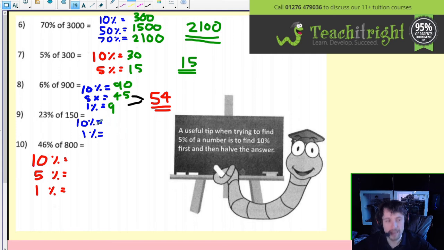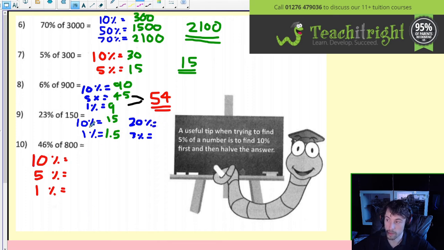For number 9, things start to get a bit harder, more like the level of difficulty that was in that first example. But again, let's do it. 10% is 15. 1% is 1.5. And if you wanted to, you might work out the intermediaries. So you might work out what 20% is and what 3% is. Because if you work out those two, you can add up your answers.